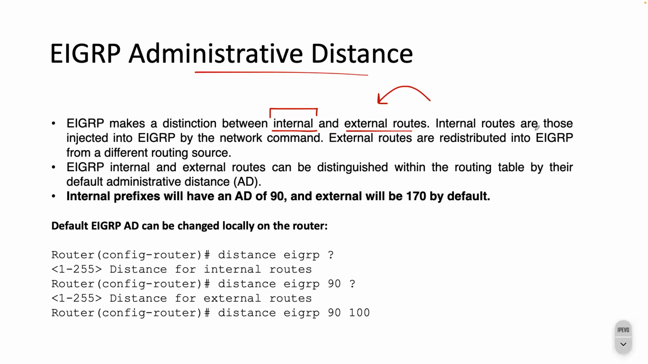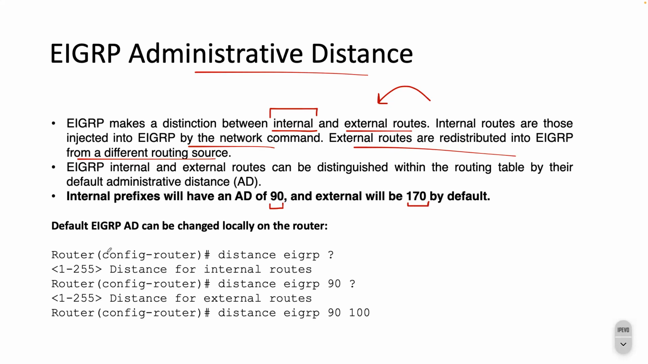Internal routes are those injected into EIGRP by the network command. External routes are redistributed into EIGRP from a different routing source. EIGRP internal and external routes can be distinguished within the routing table by their default AD values. Internal prefixes have an AD value of 90 and external prefixes have 170 as their AD value by default.